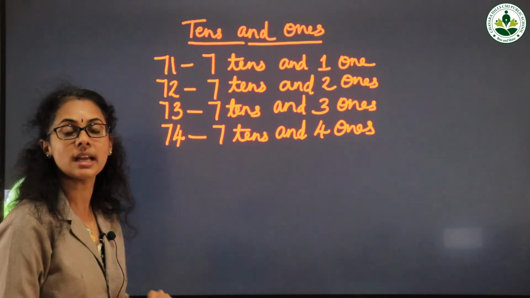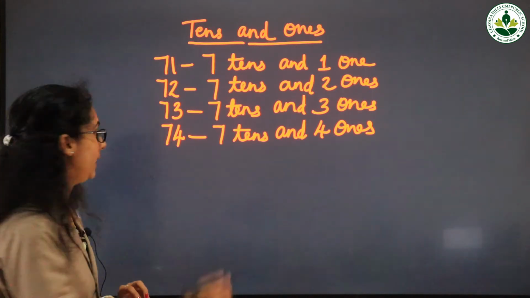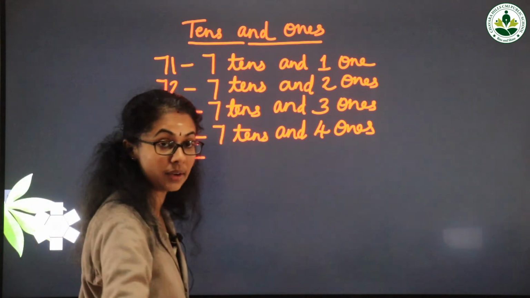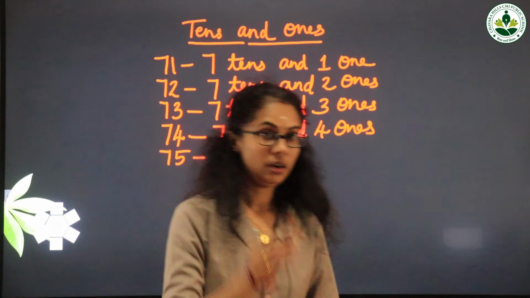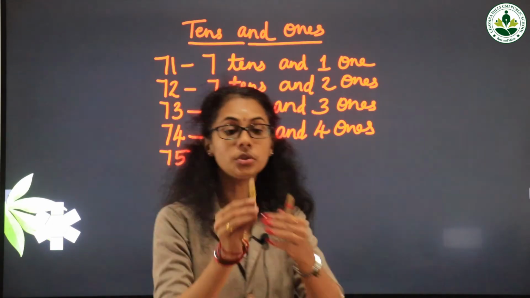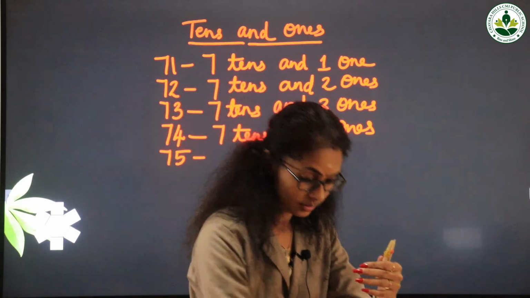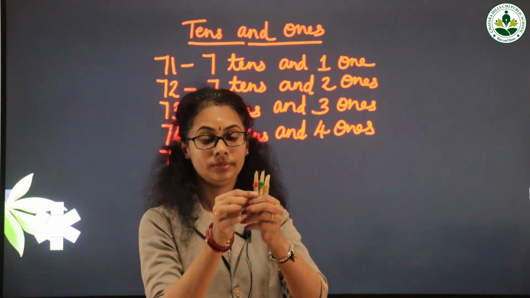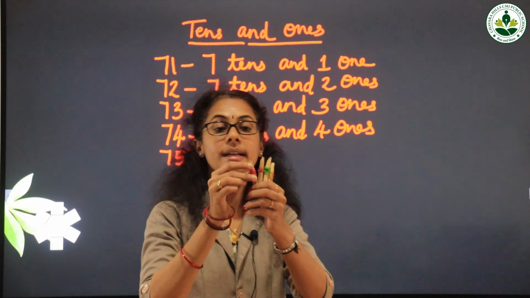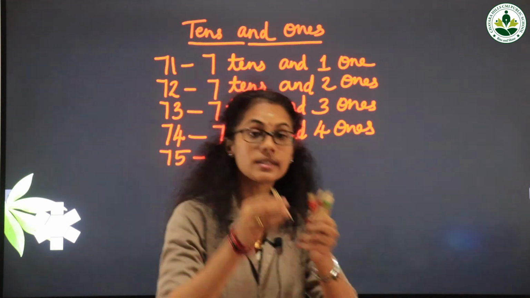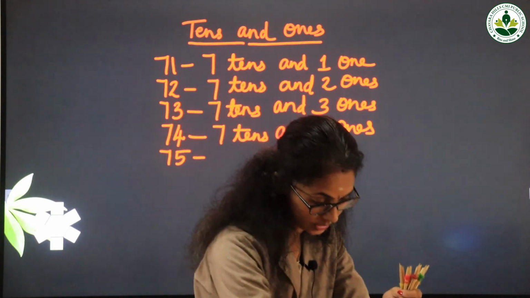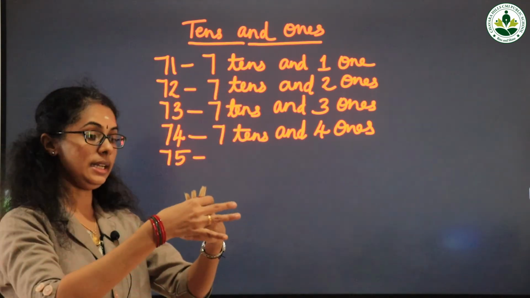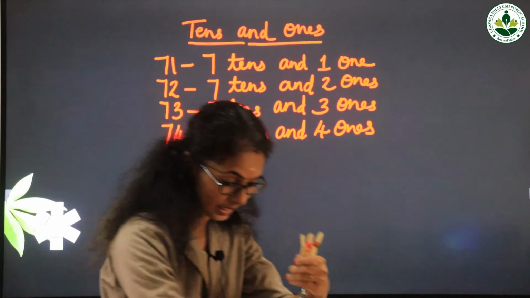Then which number comes after 74? Number 75. How many tens and ones in 75? 1 ten, 2 tens, 3 tens, 4 tens, 5 tens, 6 tens, 7 tens. 7 tens are 70.